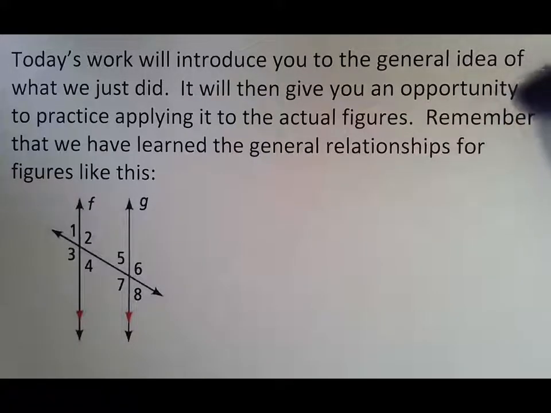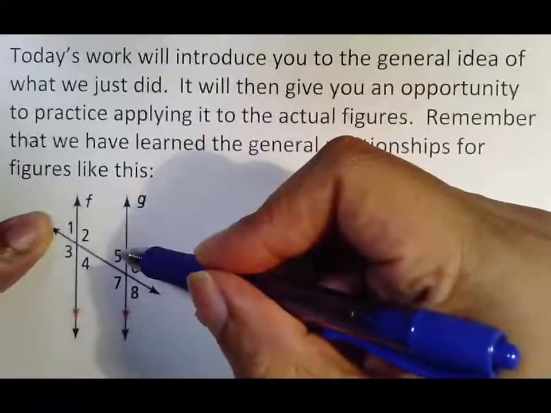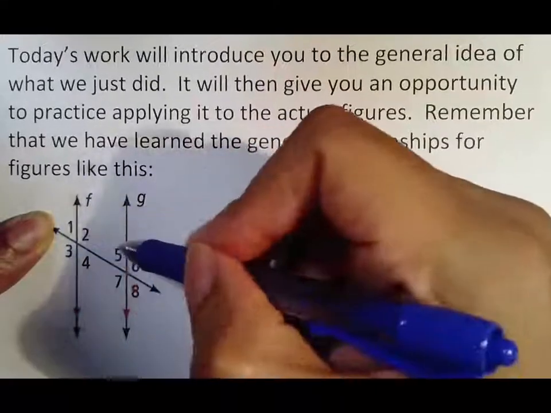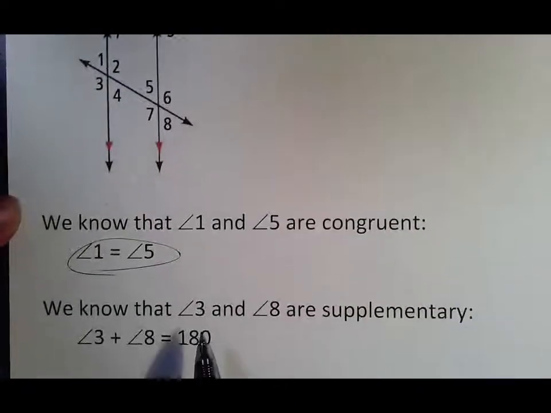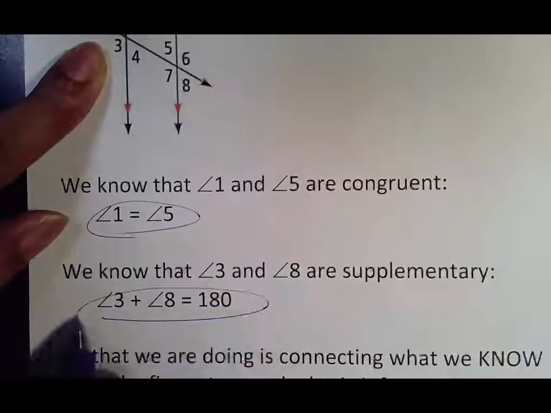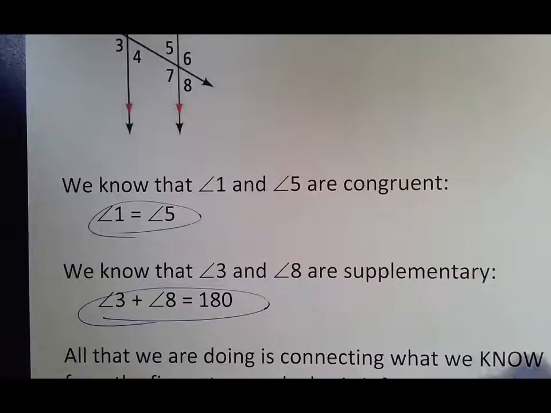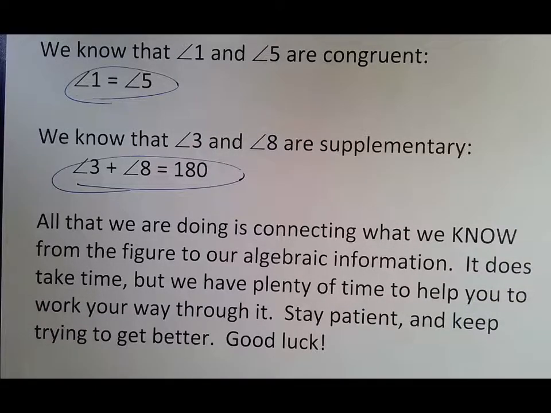Remember that we've learned the general relationships for figures like this, such as we know that 1 and 5 are congruent because we know they're both acute. That's what we talked about to start today. So these two are congruent, so you could say 1 is congruent to 5. We know that 3 and 8 are supplementary because these are two different types. We know they're supplementary, so we could start our problem out by saying 3 plus 8 is 180. And all that's doing is connecting what we know from the figure to our algebraic information. So it does take time, but again, we have plenty of time to set you up and help you work your way through it. Just stay patient and keep trying to get better.